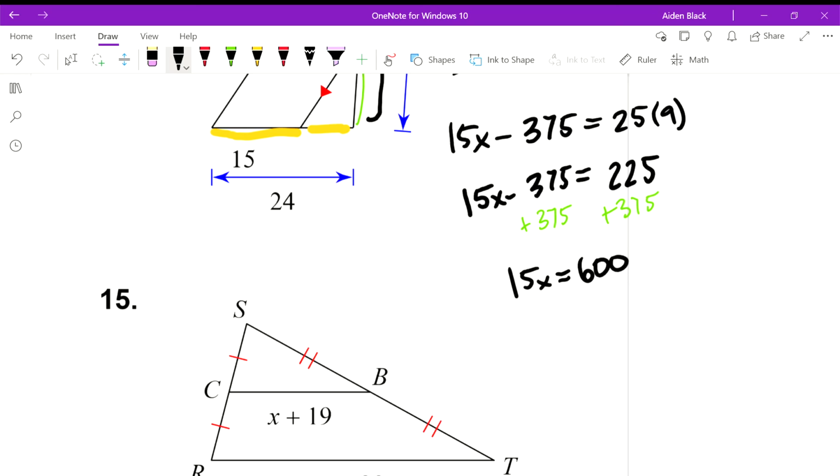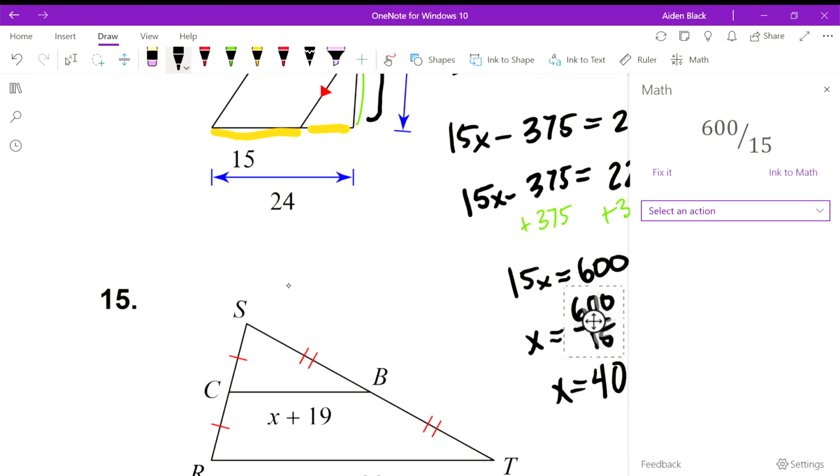Okay, so we end up dividing both sides by 15. We get 600 divided by 15, which is what? To get to 30, it takes times 2. And from 30 to 600, it's 20. So it should be 40. Maybe I did my math wrong. Okay, cool. Did it right.